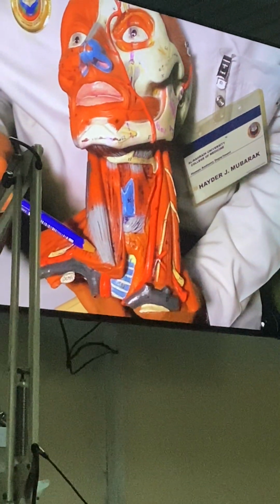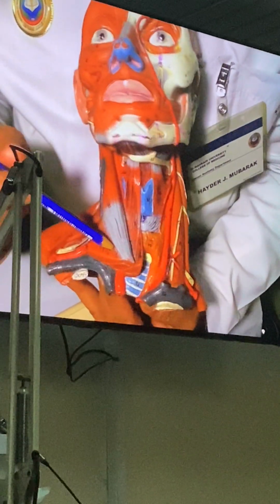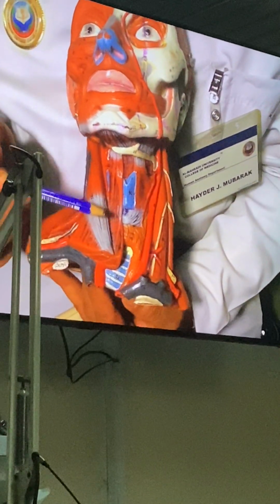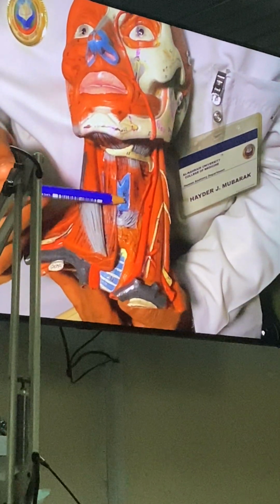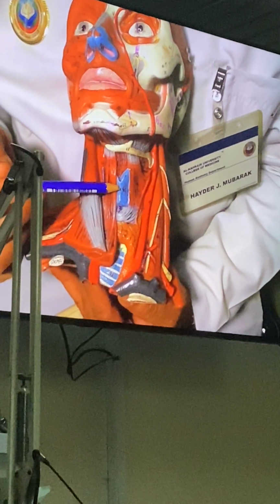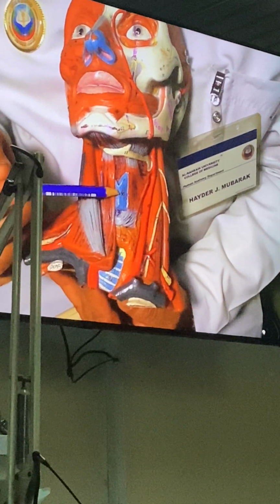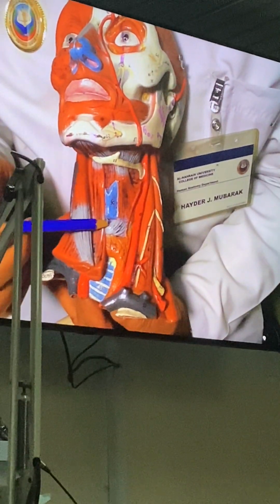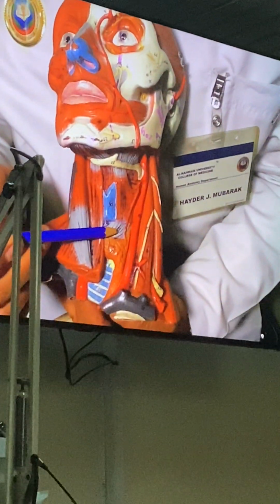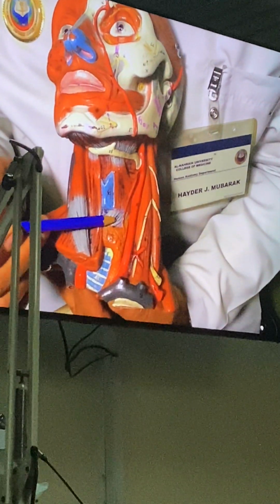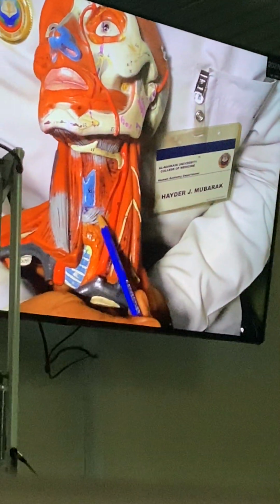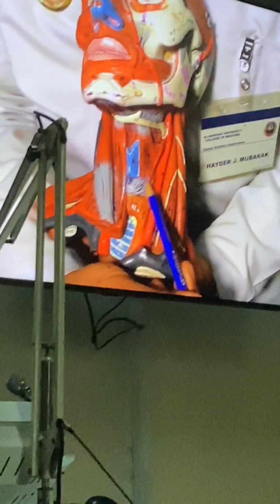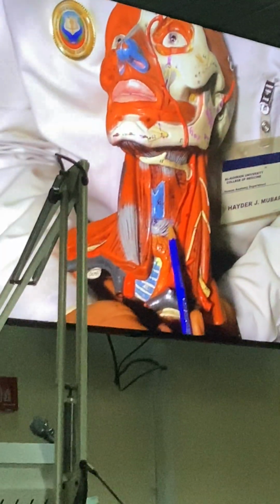And what else could be seen in this sample in an anterior view? I can see the Adam's apple, the thyroid cartilage. And below the thyroid cartilage, this is the cricoid cartilage. And you will learn in the lecture of larynx that this muscle is called the cricothyroid muscle. It is between the thyroid cartilage and cricoid cartilage.